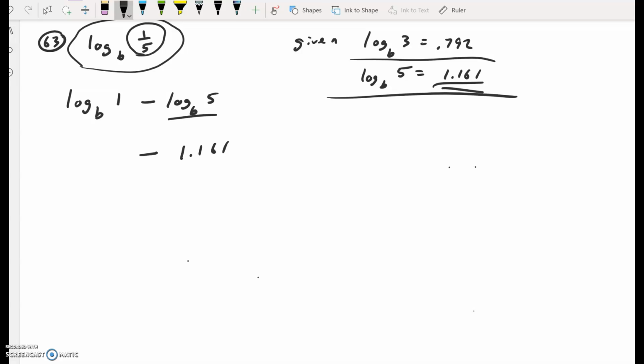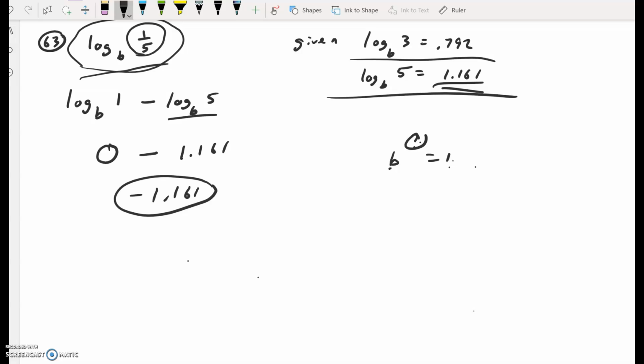But what is the log base b of 1? What is the power you have to raise b to get 1? And the answer is 0. b to the 0 power is 1. So the log base b of 1 is just 0. And we have 0 take away 1.161, which is negative 1.161. The arithmetic is simple. It's easy. I didn't even really need a calculator for it. But the idea is kind of tricky. You have to understand those properties really well. So these problems, 59 through 68, starting on page 810, you can kind of think you're going to get something like one of those on a test. They would be worth studying carefully.